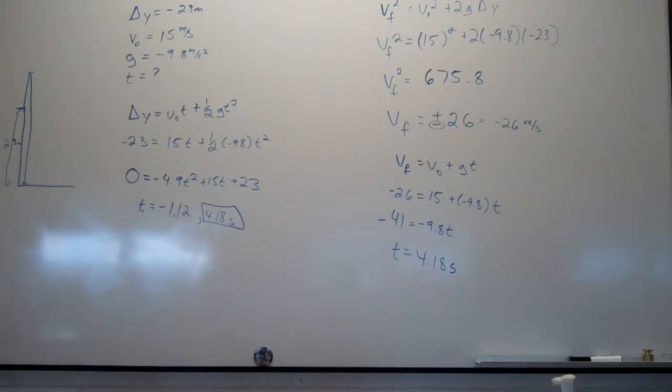Questions about that? Does that make sense to everybody? Awesome. So, because the original velocity was 15 meters per second, and delta y was negative 23, that factors in. That factors in the up and down part.